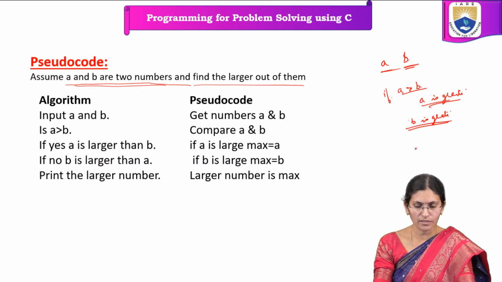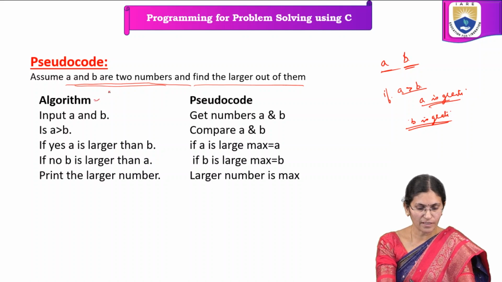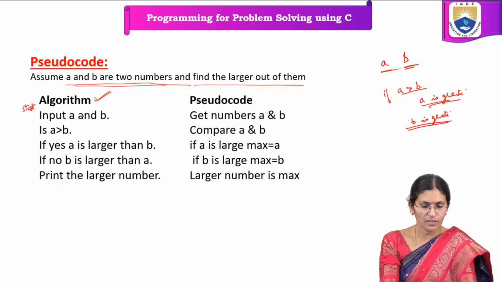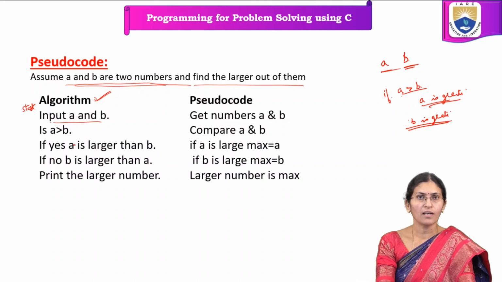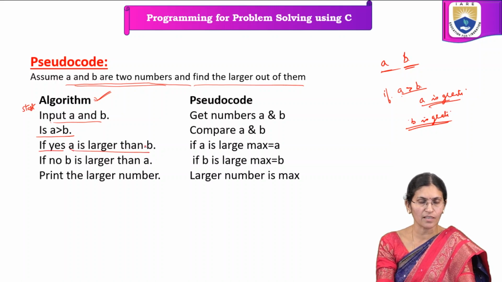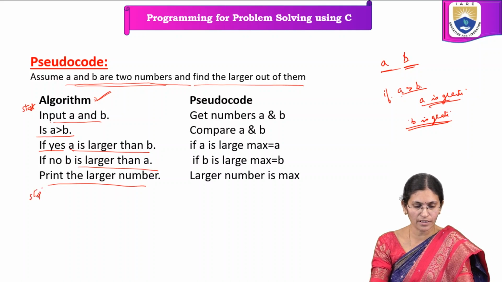Let us write the algorithm for this problem. In order to design the algorithm, first we need to write the start step. Then input A and B, that means read the numbers A and B. After this, you have to check this condition: is A greater than B? If yes, then A is larger than B. If no, B is larger than A. Then print the larger number. At the end, you need to stop, or you can write end here also.